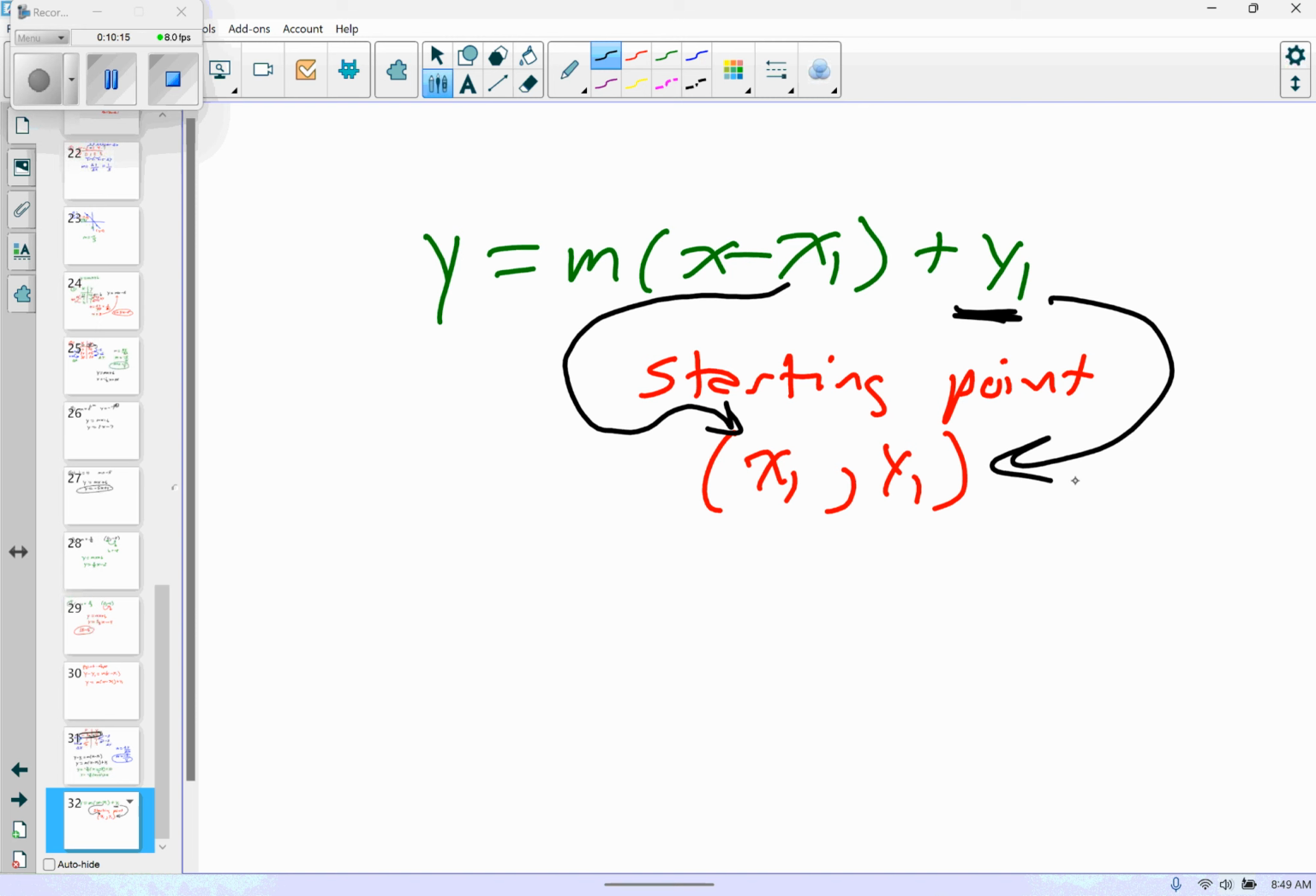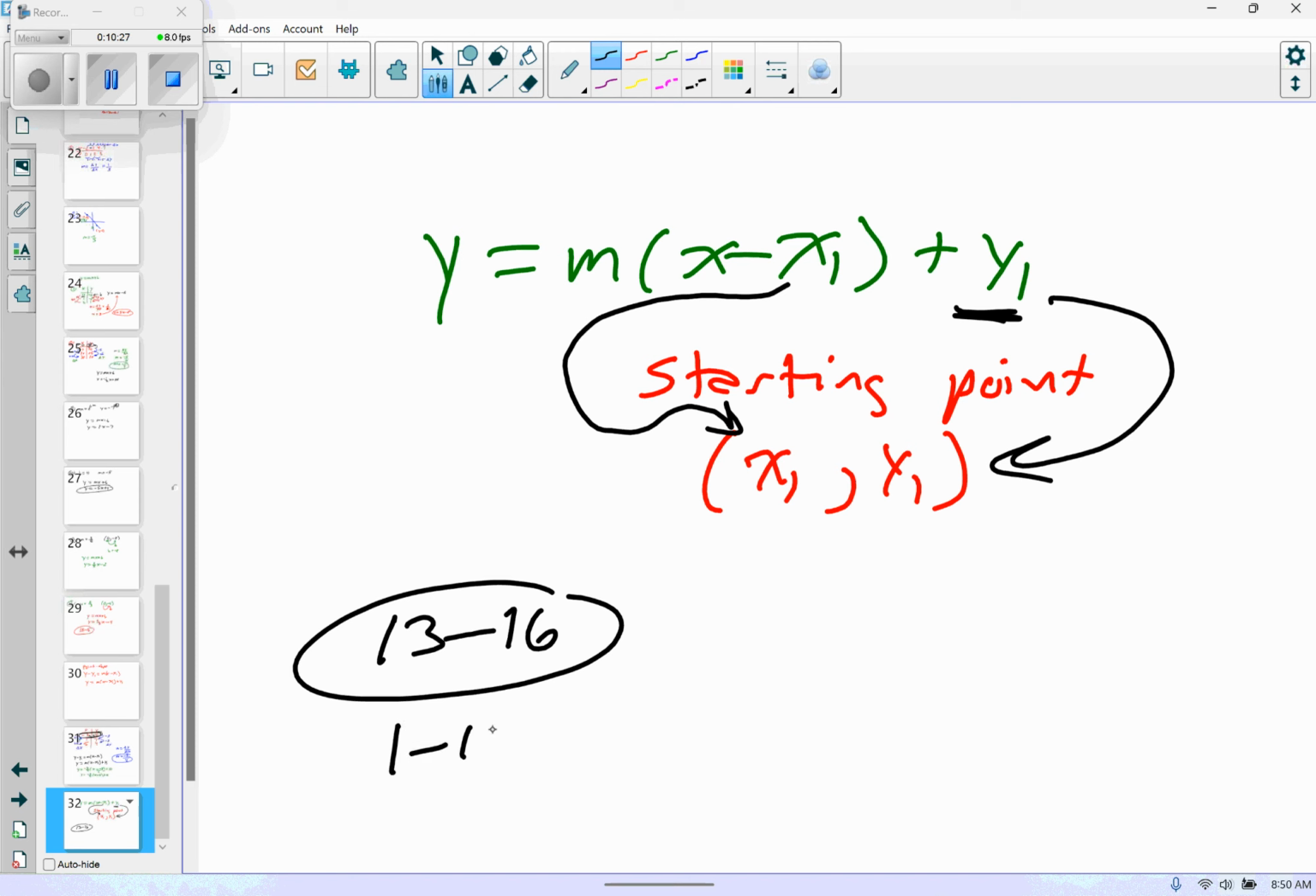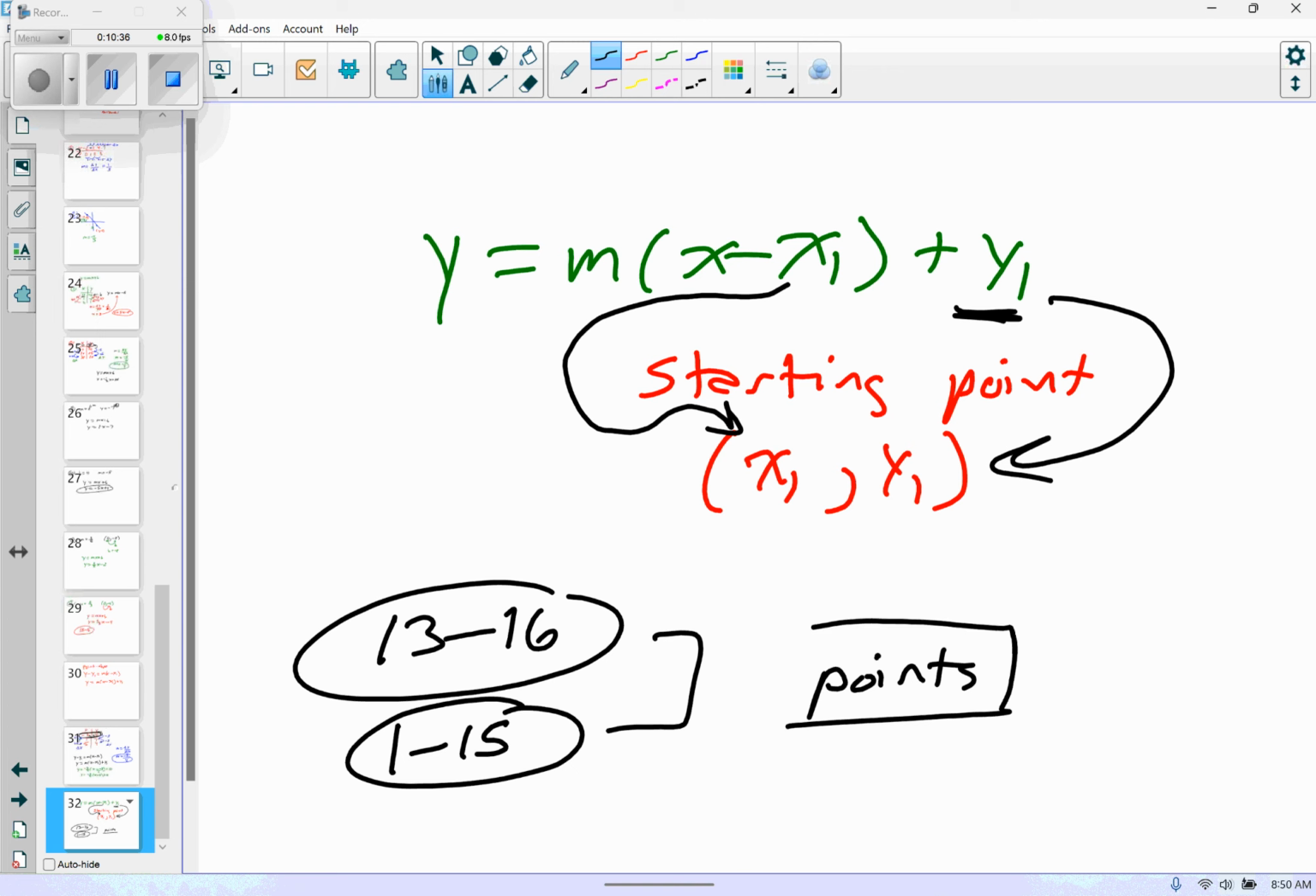So what I'd like you to work on is, make sure 13 through 16 is done on the previous page. And then I'd also like you to work on 1 through 15. And you're going to get points for this. So by the end of the period, we're going to make sure we go through it and cover the answers. And if you need any help working those problems, please ask me, and I'm happy to help you.